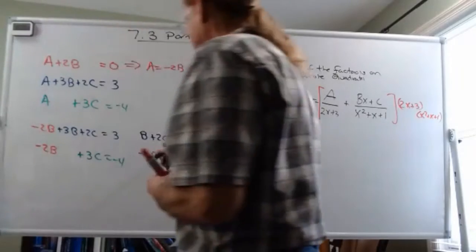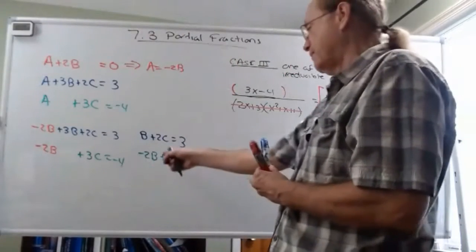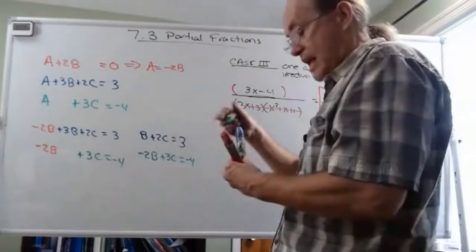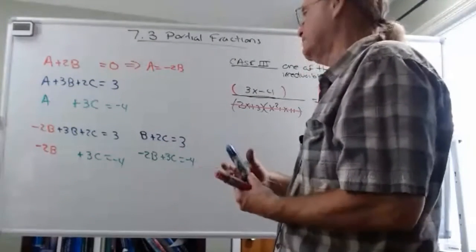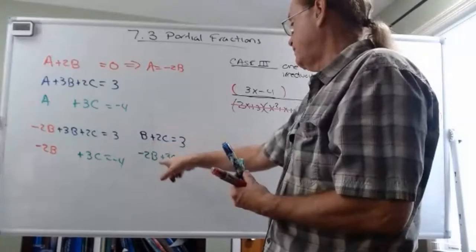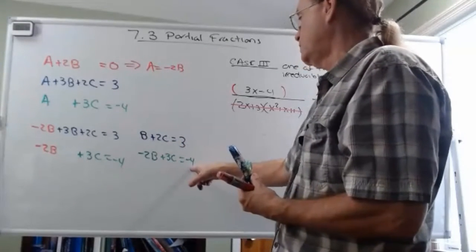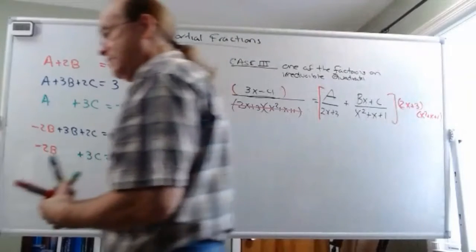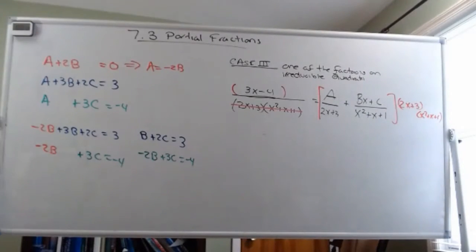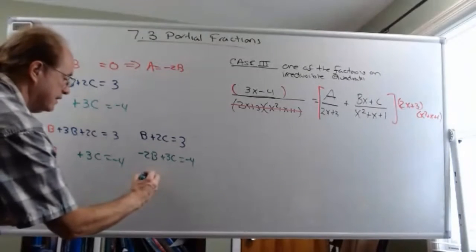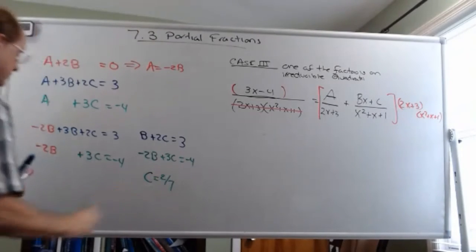So I can multiply this by 2 and add it to that if I wanted to. I could solve this for B and I could do substitution. However you want to solve, there are so many different ways of doing it. So this is going to be 4 and 3 is 7, and 6 minus 4 gives me 2. So I get 7C is equal to 2, so C is equal to 2/7.